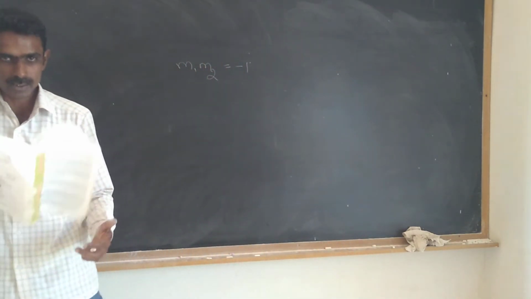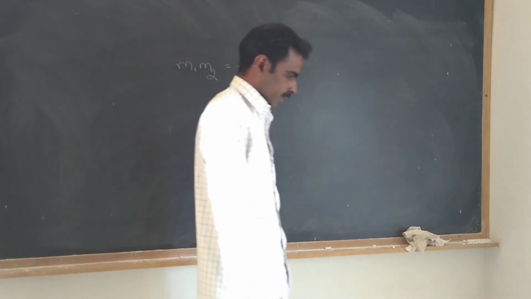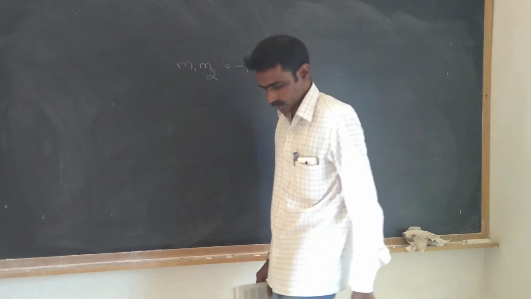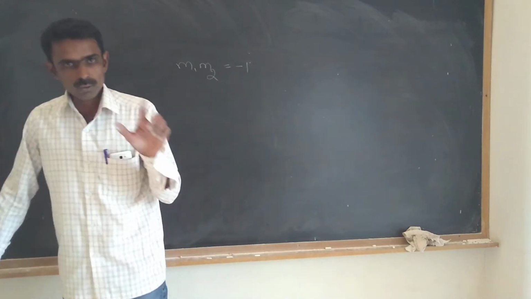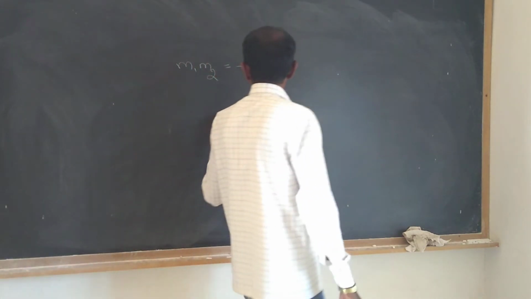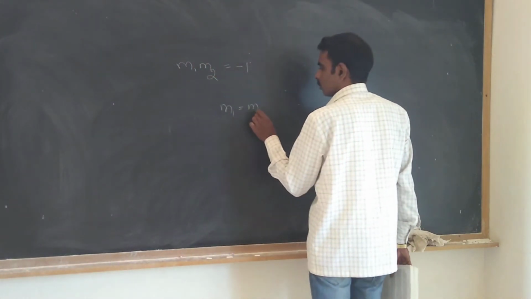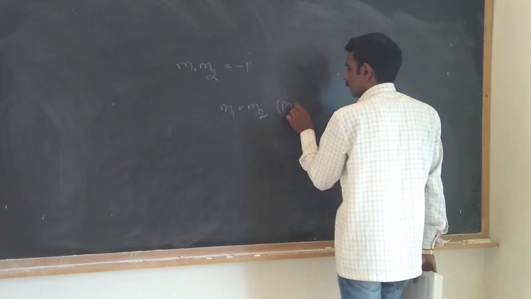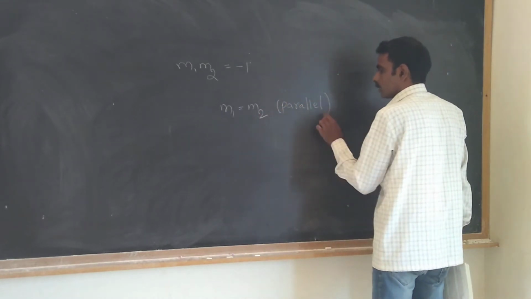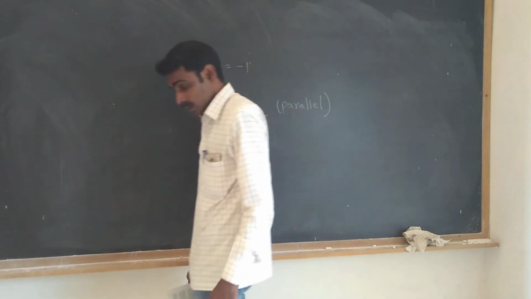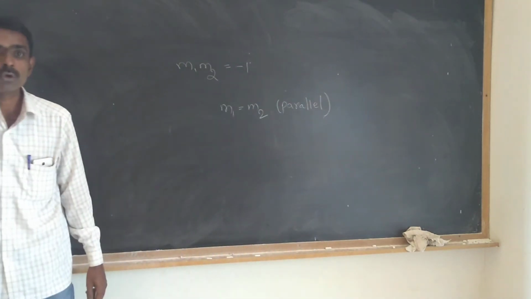So here we get the two conditions. The two lines will be parallel if m1 is equal to m2. This is the condition for parallelism of the two lines in terms of the slope.